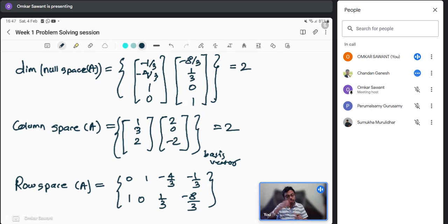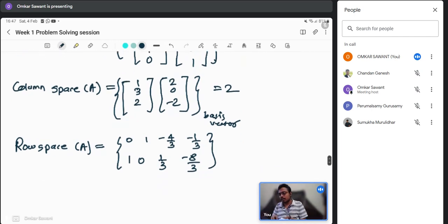And the column space is from the original matrix, on which you find the basis vectors, right? Yes, sir. Okay, it is clear, right? It will be more clear when we solve some more problems. Okay.